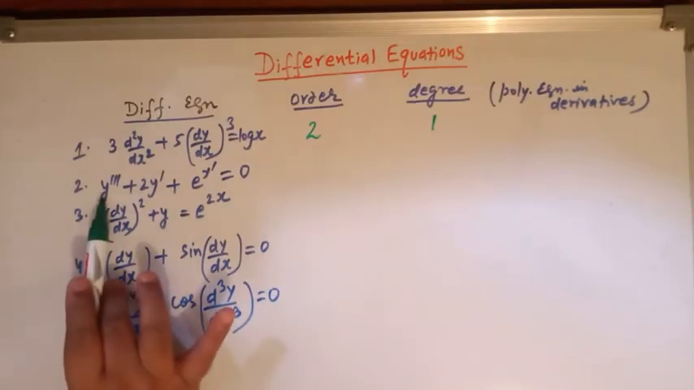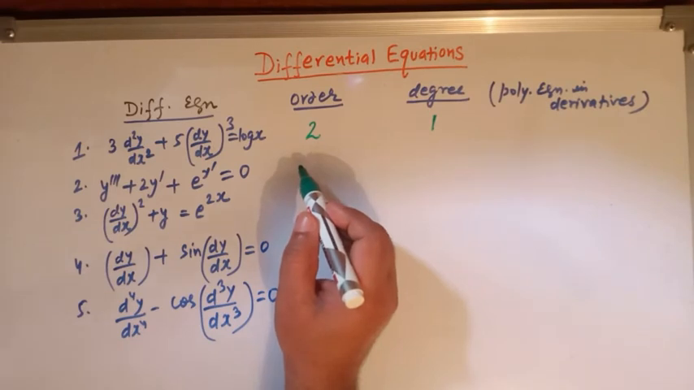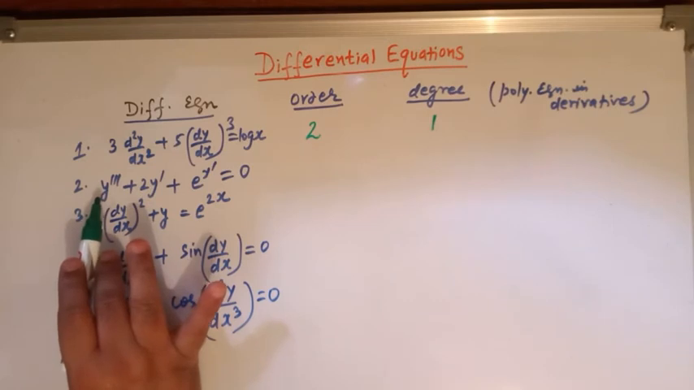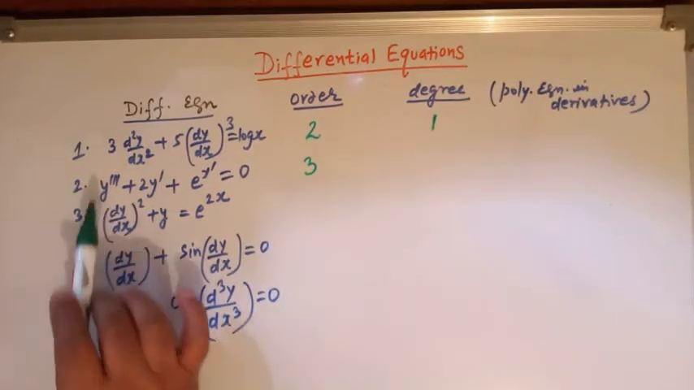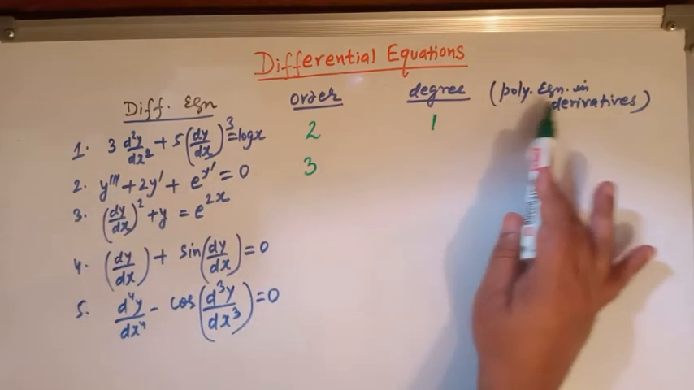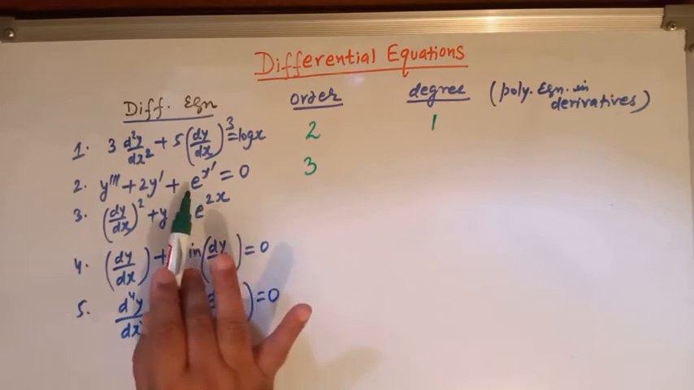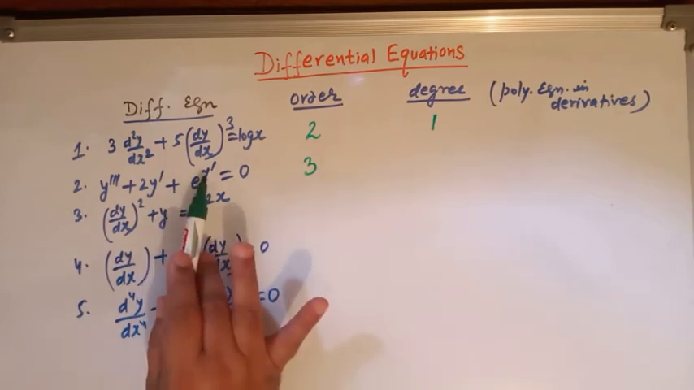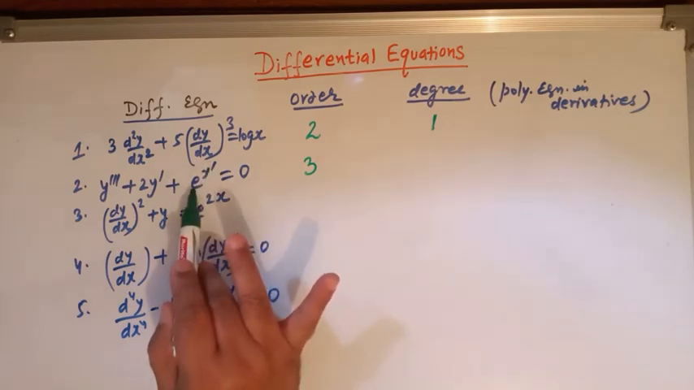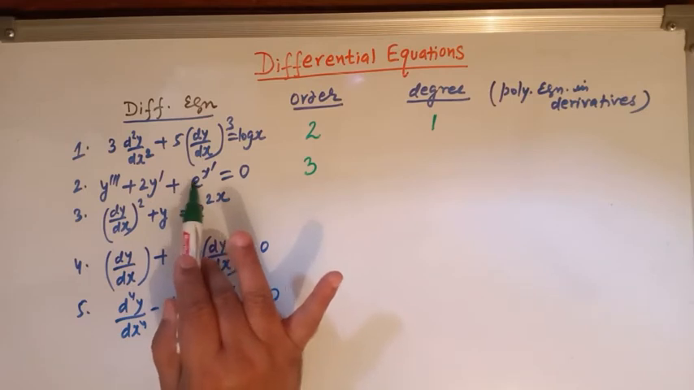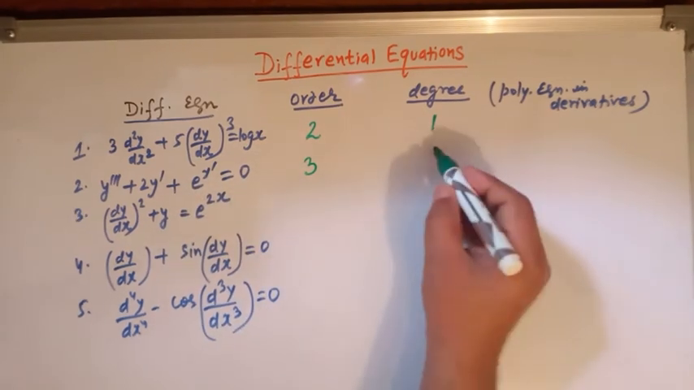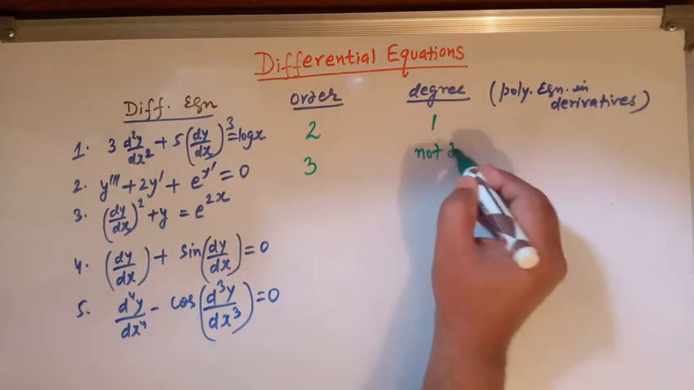Here we see that the highest order derivative is 3, and we see that this differential equation is not a polynomial equation in its derivatives, because here the y prime, that is dy over dx, occurs as a power of this exponential number. Clear? So this is not a polynomial equation, so therefore the degree is not defined.